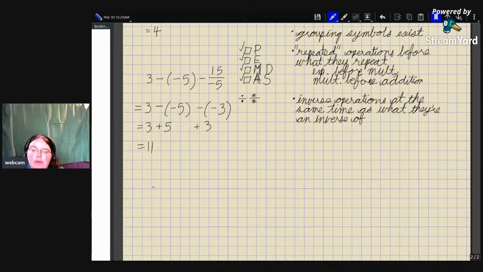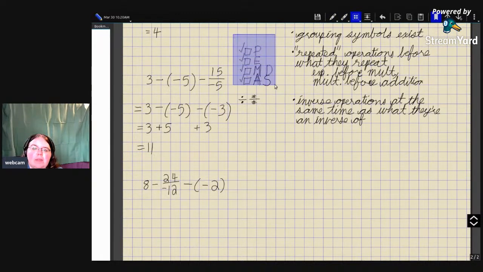Okay, I've got one more of these. So the next problem I have for you is 8 minus 24 divided by negative 12, minus negative 2. Okay, so again, we can use the order of operations as a checklist to help us out with this.